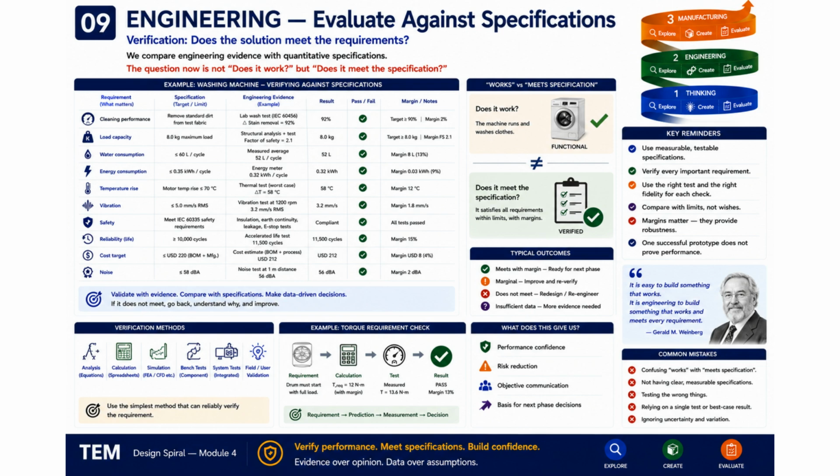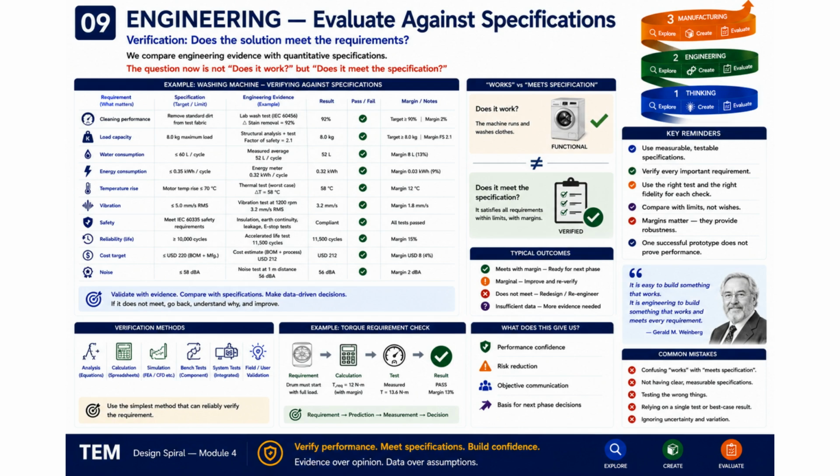For example, if the drum requires 12 Newton meters of torque, it is not enough for the motor to turn the drum once. We must demonstrate that the required torque is available under the specified load and operating conditions, preferably with an appropriate design margin. The same principle applies to strength, temperature, vibration, accuracy, energy consumption, reliability, safety, and every other important requirement.